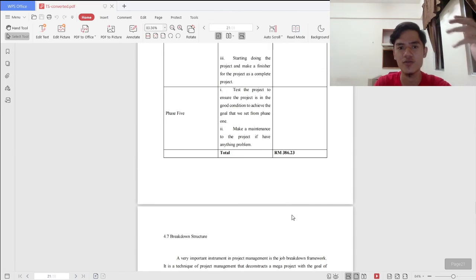Lastly, for phase 5, we are testing the project to ensure it is in good condition and achieves the goal we set in phase 1. Then we do some maintenance on the project if there is any problem. So these are the general things we have to do before we start the project. Other than that, you have to look around to make sure the project is in good condition.